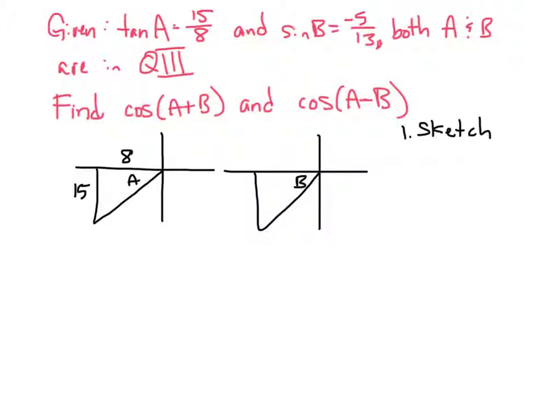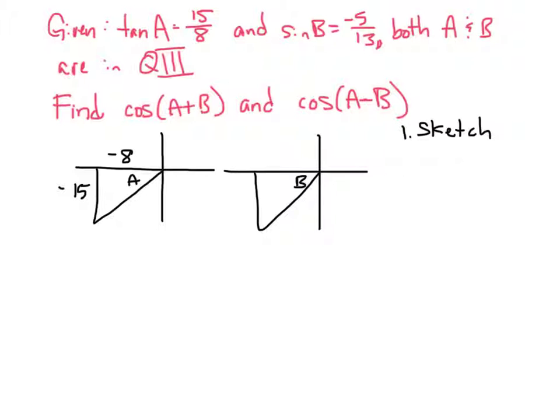Now, here's why it's important that it was in quadrant 3. Since this is in quadrant 3, what do I know about that 15 and that 8? They're both negative. So whenever they got divided, they became positive. But whenever we're labeling them, we need them both to be negative because that's going to affect our sine and cosine that we'll need in a little bit.